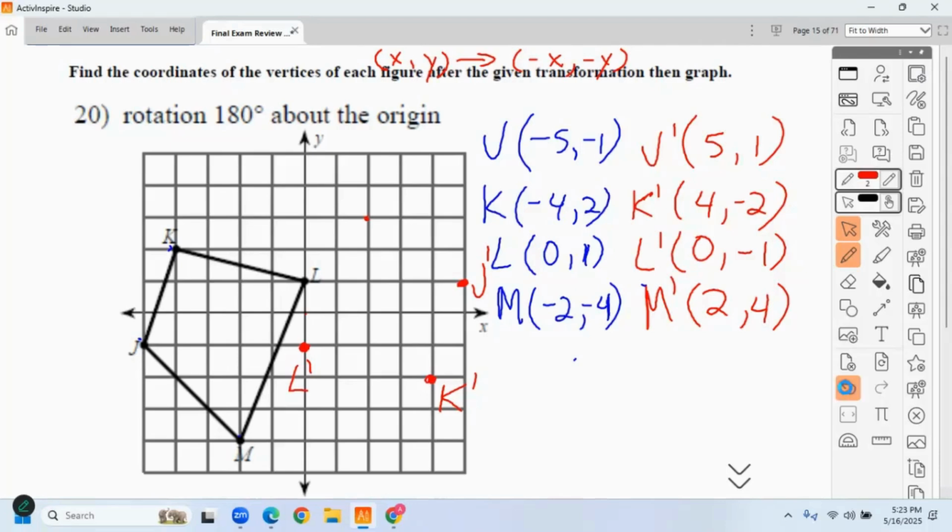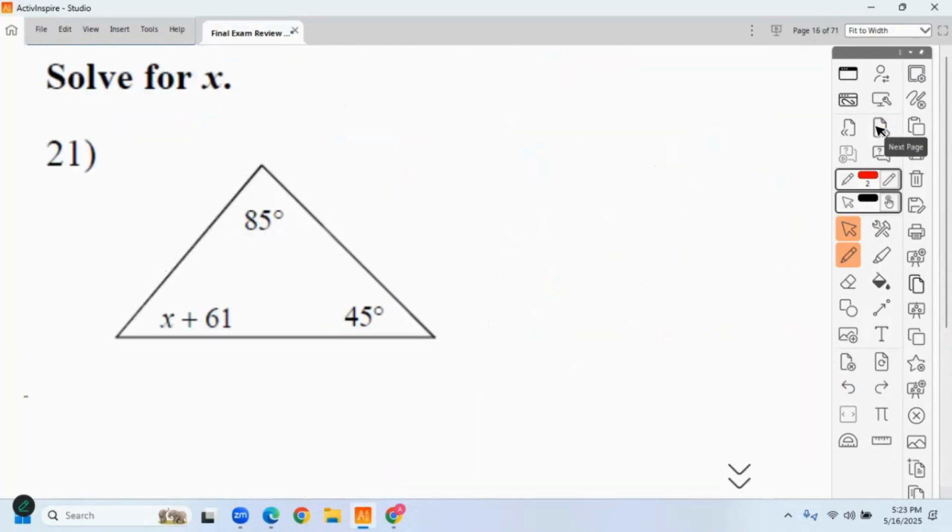Oh, my bad. Got to go a little higher, don't I? Sorry. All right, now we're cooking. Let's cook this one. Here we go, and here we go. All right. Now, pretty much that's the origin rotation 180 degrees. So that's what we're looking at there. All right. Good to go. Moving on to the next.